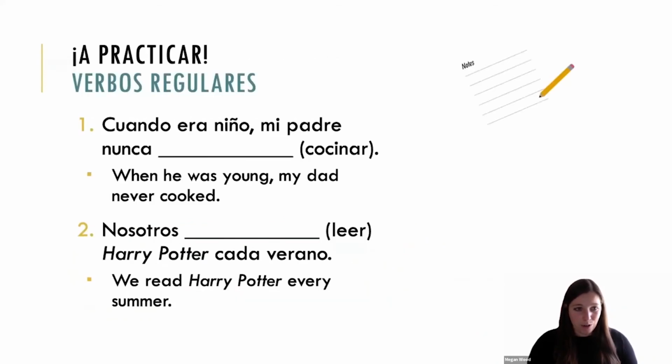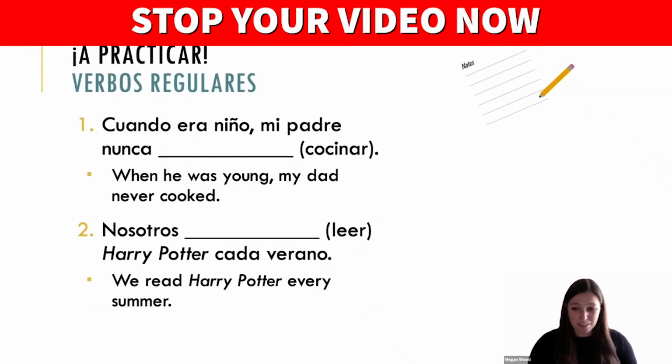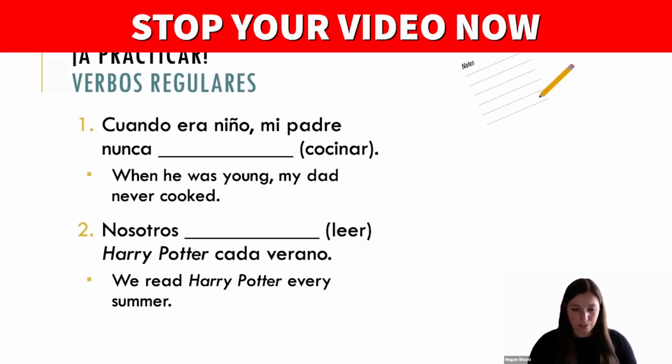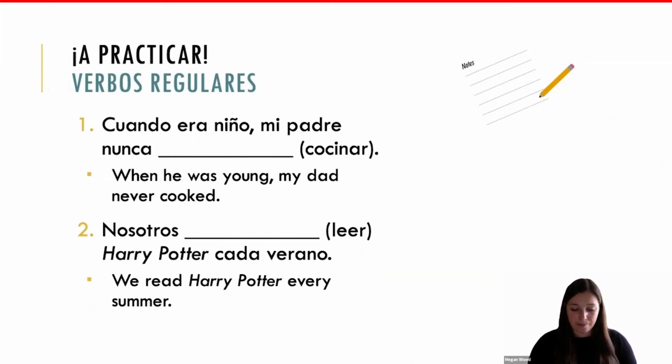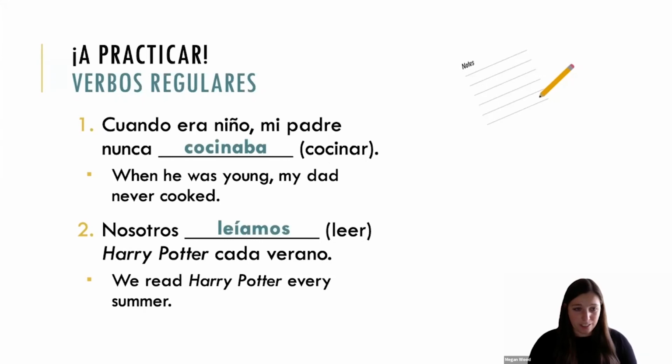Vamos a practicar con verbos regulares. Pause this video and fill in the blanks. These are the verbs cocinar and leer. Here are the answers to those sentences. We can see that cocinar refers to my father, and leíamos refers to nosotros.